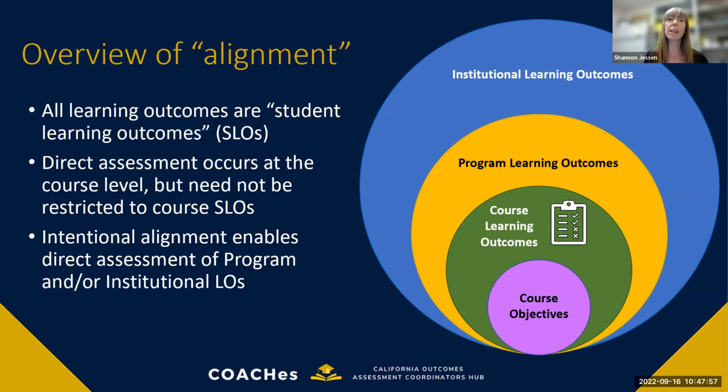What this means, at least the way we're trying to roll things out at Chaffey, is that program and institutional learning outcomes need not be restricted to things like exit interviews or surveys or retrospectives and those sorts of things. You can actually directly assess and provide evidence for program and institutional learning outcomes at the level of the individual course.